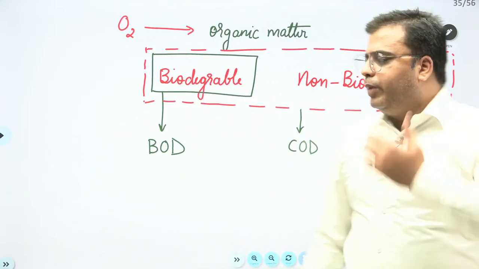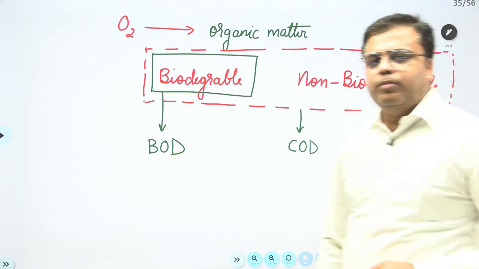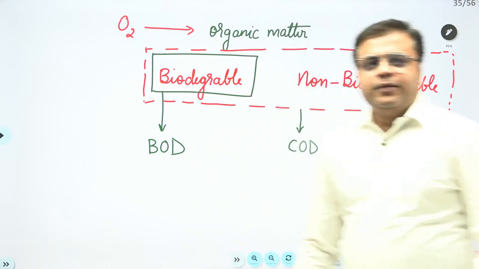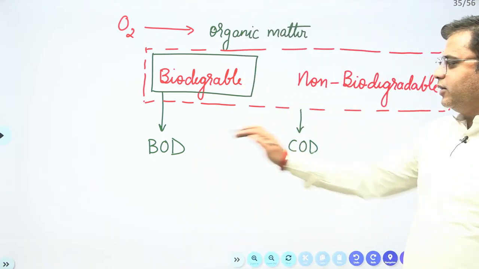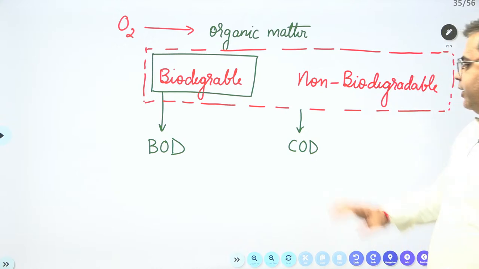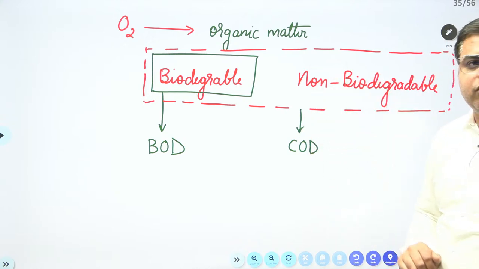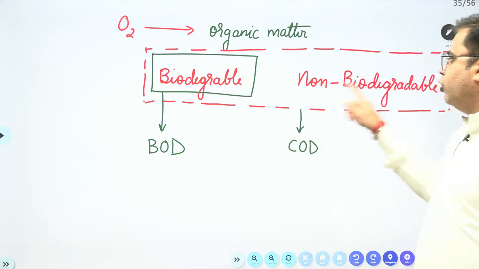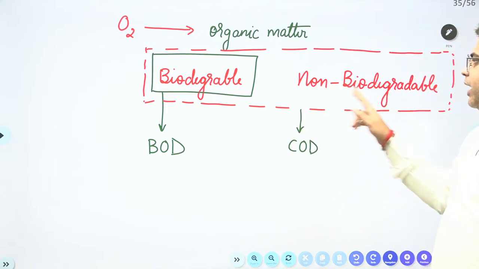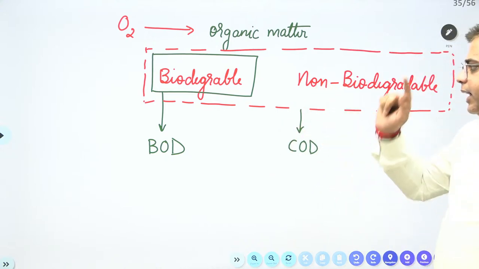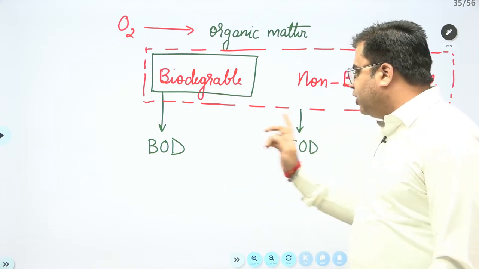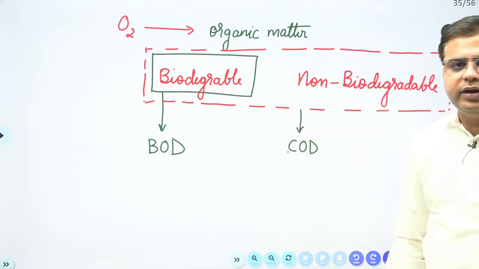Okay, so tell me, out of BOD and COD, which is going to have more value? BOD or COD? COD is going to have more value. Okay, good, Hitesh, good, Varsha. So obviously COD will have more value, but there might be a case that in the medium no non-biodegradable organic matter is present. In that case only, your COD will be equal to BOD, but for the rest of the cases, your COD will always be more than your BOD.